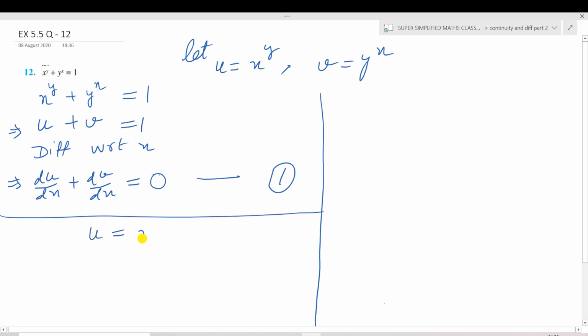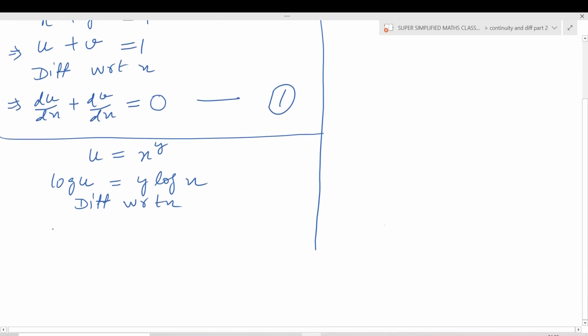So u is x raised to the power y. So what I will do, I will take log both sides. So it gives me log of u is equal to y log x. Now at this step I differentiate with respect to x. So what do I get? So I get 1 by u du by dx is equal to, now y log x we are going to apply the product rule. Derivative of y with respect to x will be dy by dx into log x plus derivative of log x will be 1 by x into y.